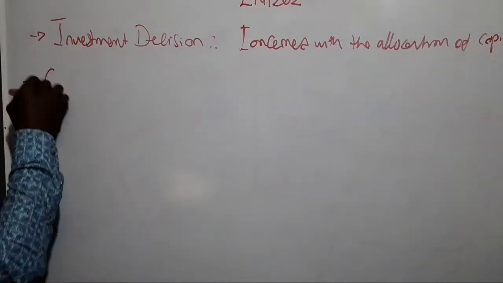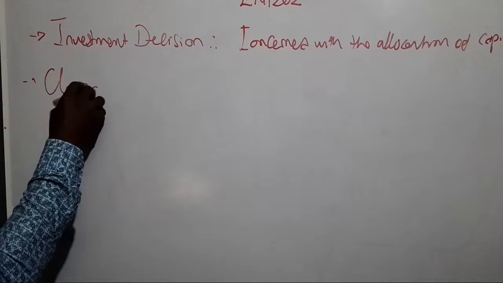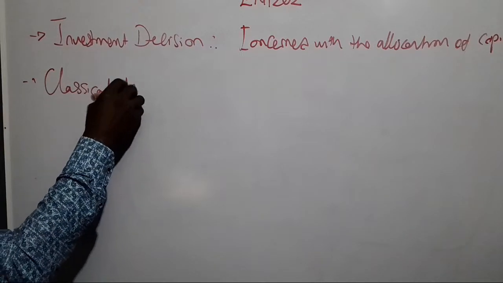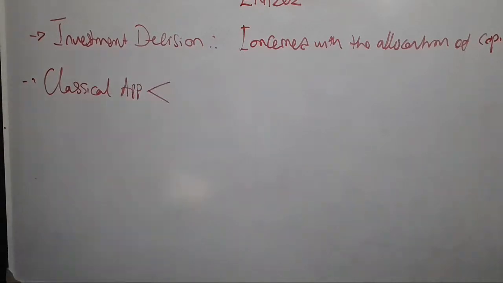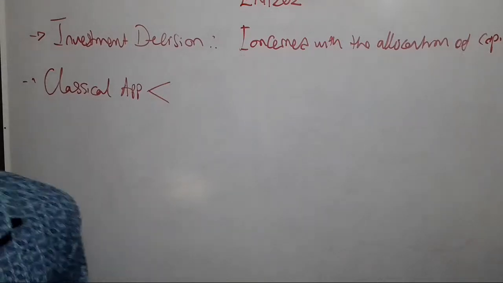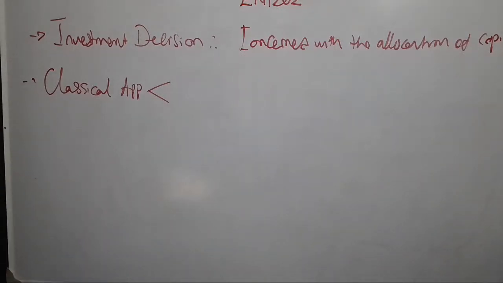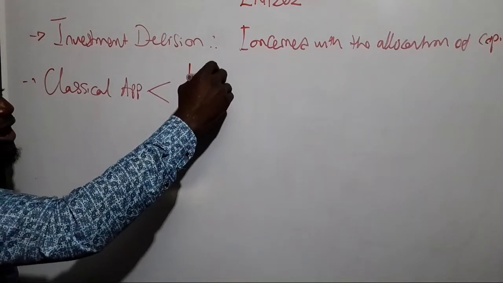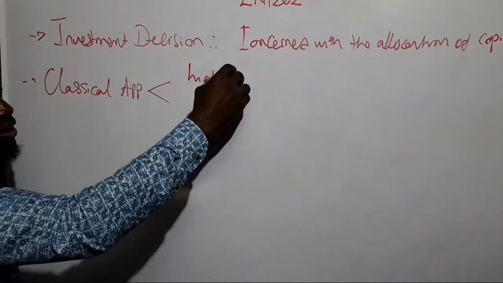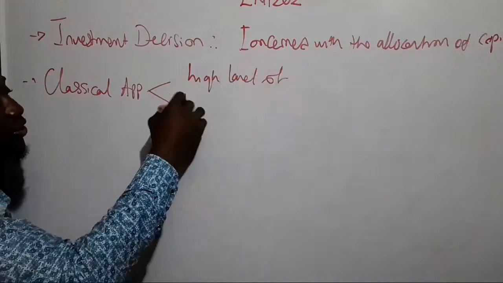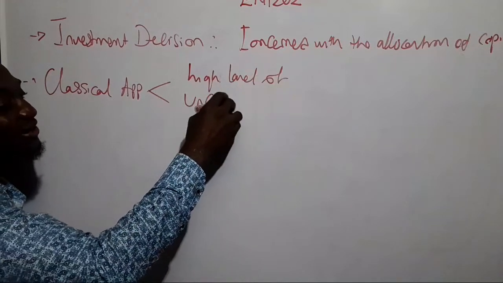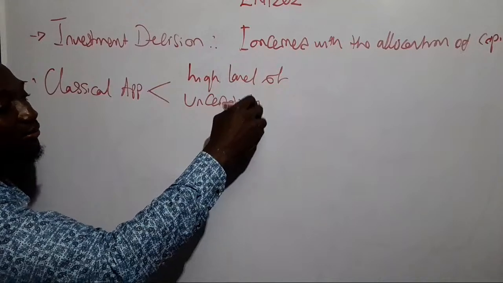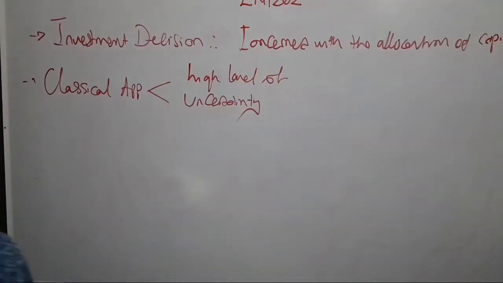Classical. There's a high level of uncertainty. That is the classical approach model.